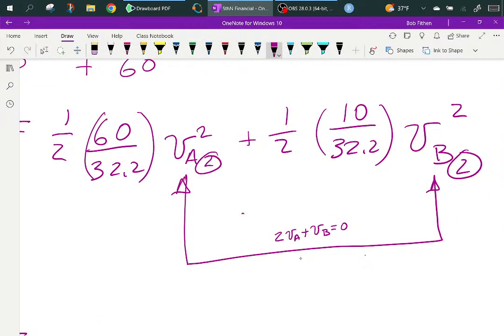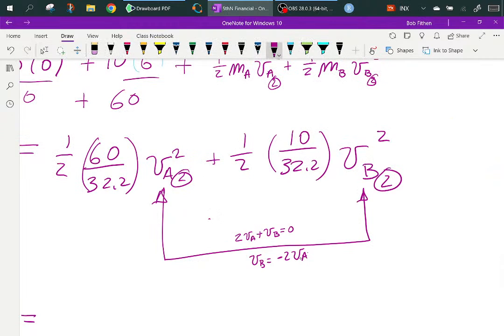I'd rather really not have a fraction. So what I'm going to do is I'm just going to say VB is equal to minus 2VA. Instead of VA is equal to 1/2 VB, I'd rather not deal with the fraction here. So I'm just going to deal with that one.